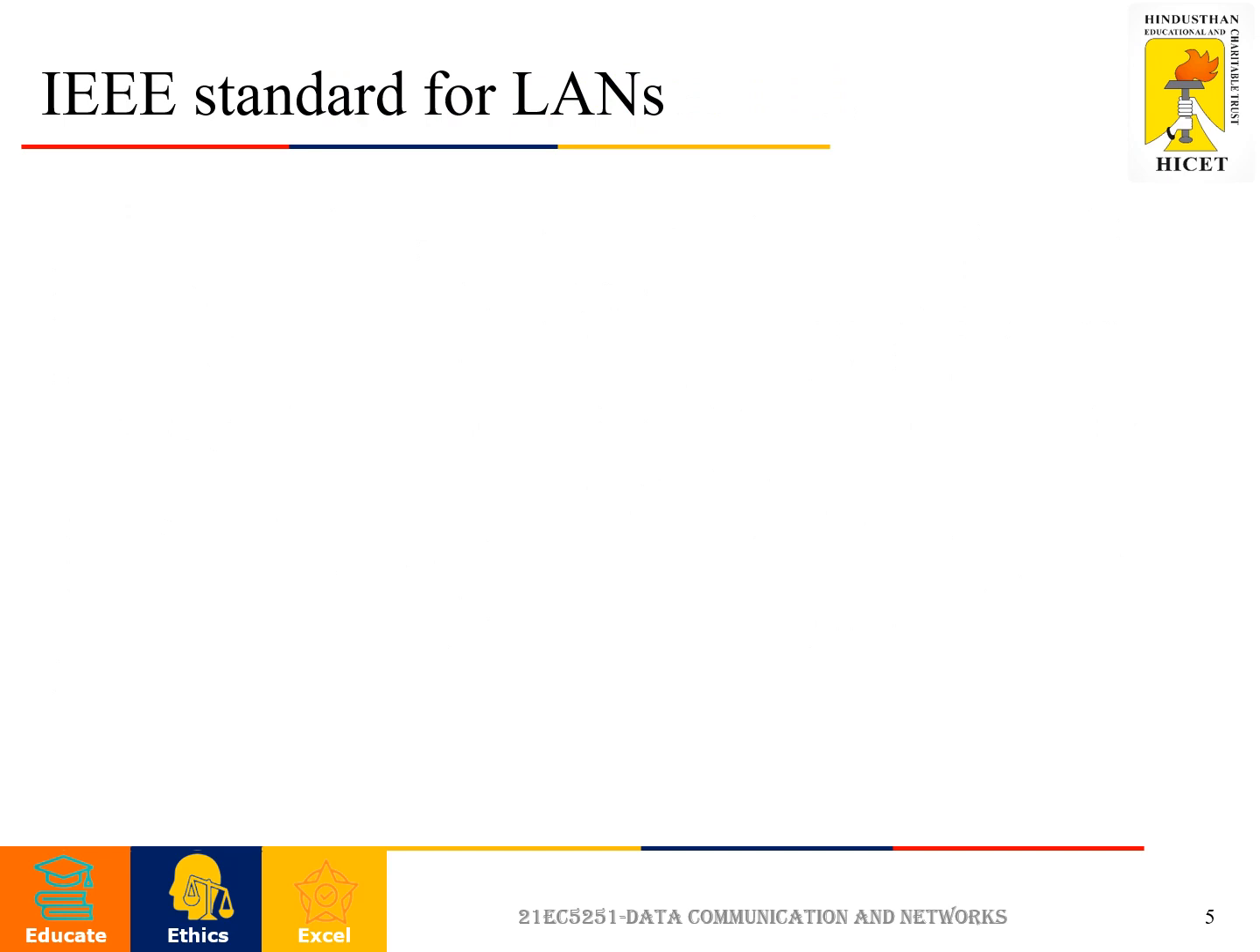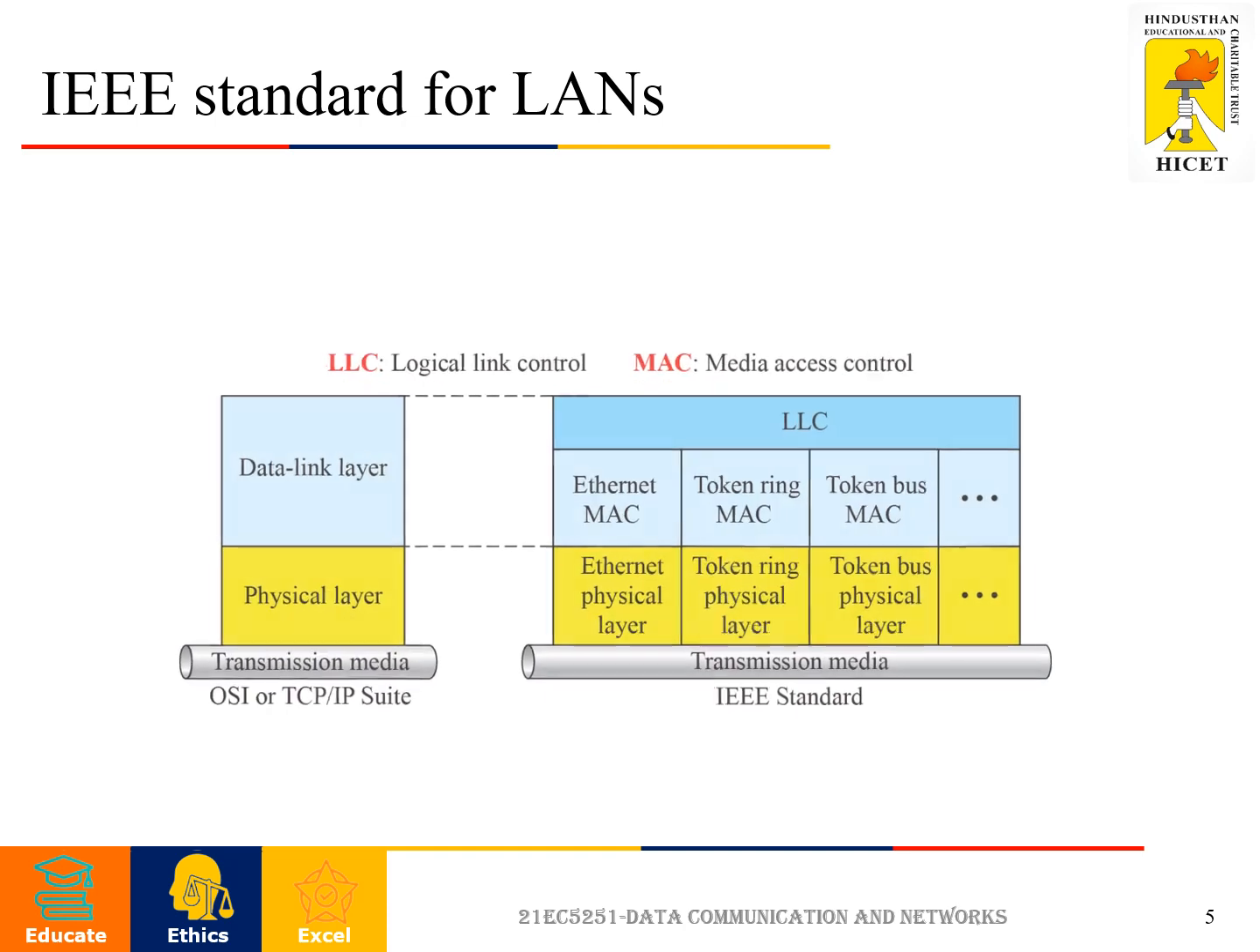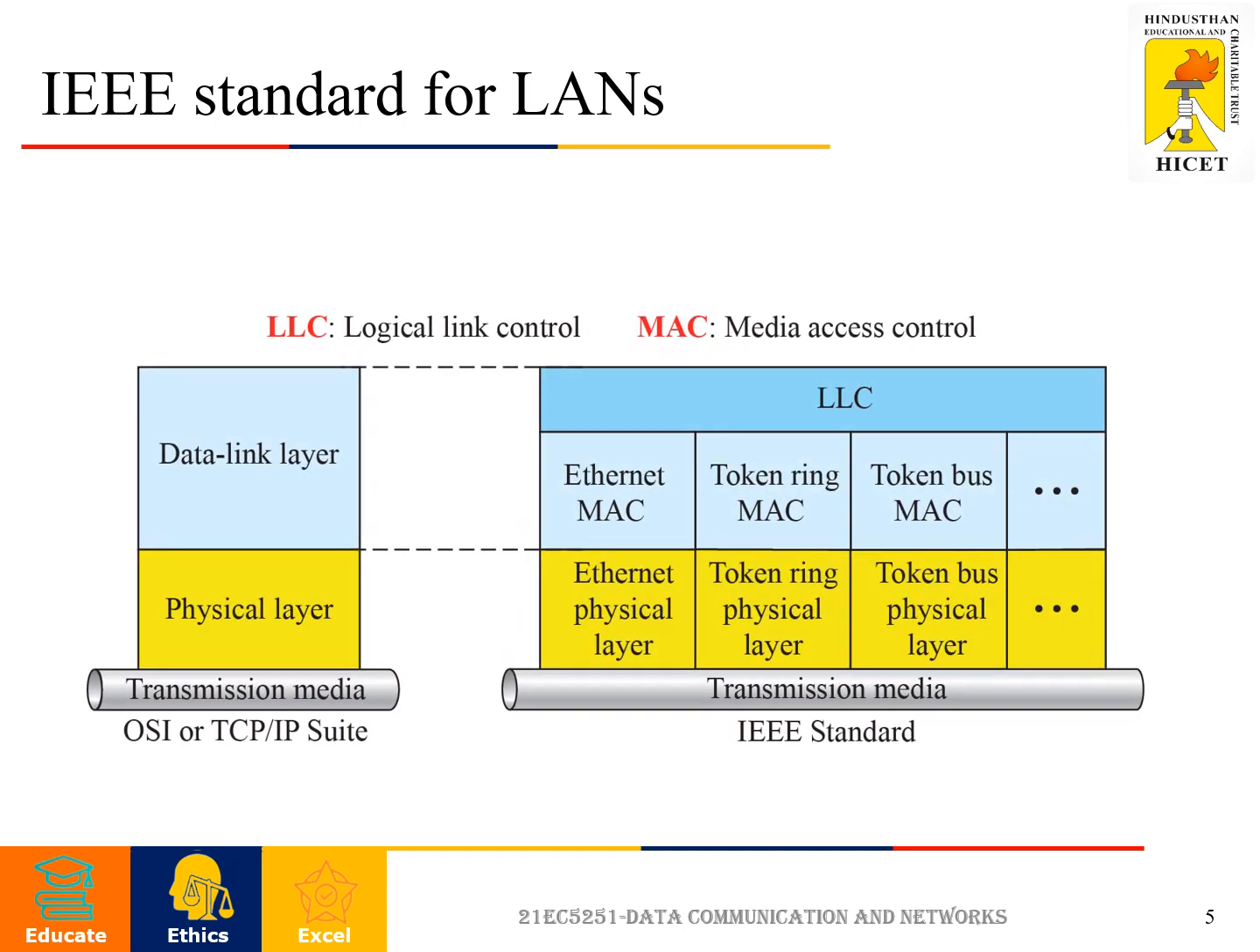IEEE standard for LANs. On the left side, this one is the OSI or TCP/IP protocol suite. This one is the IEEE standard Ethernet. On both sides, the physical layer is the same. In the TCP/IP protocol suite, the second layer is the data link layer. In the IEEE standard, the second layer is divided into two groups. One is LLC, logical link control, and the second one is MAC, media access control.